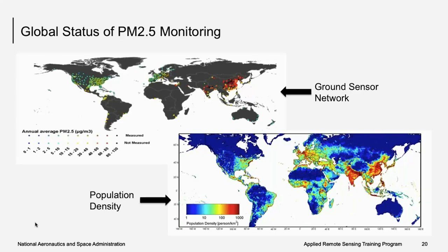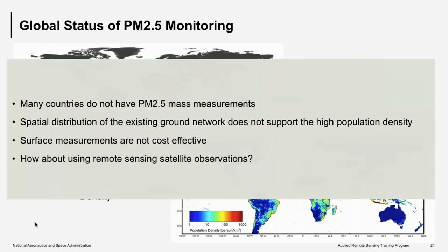One important thing to note is that even in the US, where we have seen a dense network of ground monitors, about 30% of the total population has no PM monitoring. So that's a very good part of the population that is unmonitored. This is just to summarize what I have been saying: many countries do not have PM2.5 measurement, the spatial distribution of the existing network does not match the high population density, and sometimes these surface measurements are not cost effective if we are planning to do monitoring at global scale.